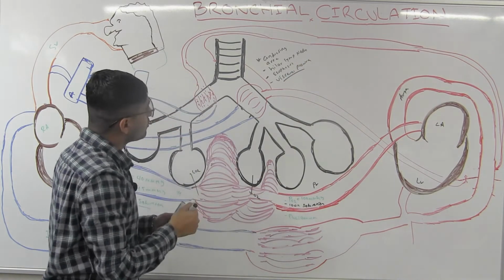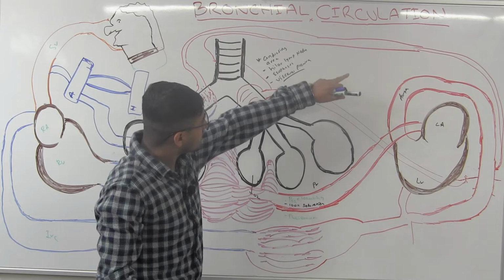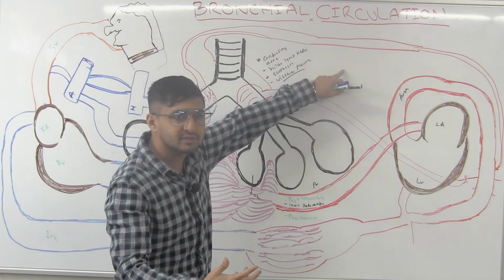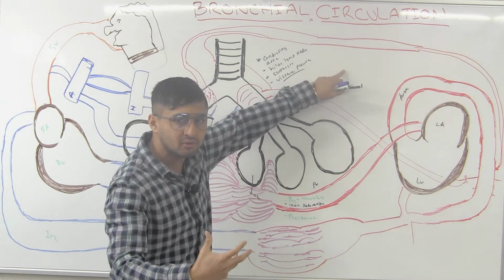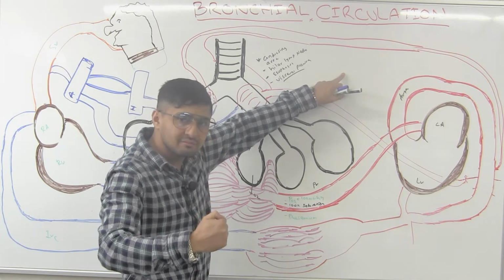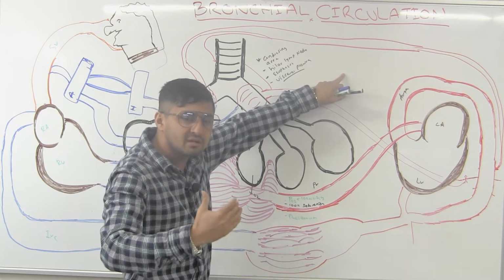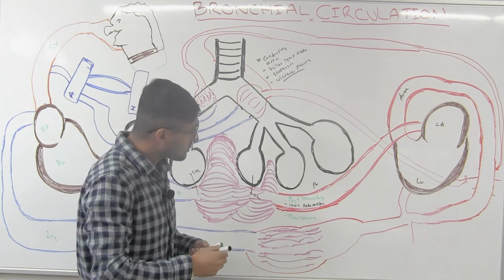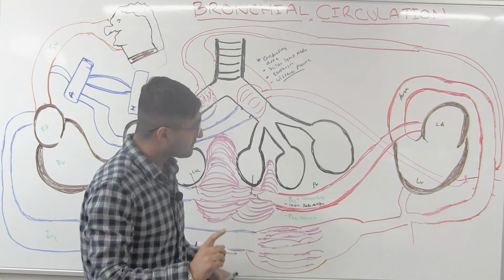it's also going to supply, obviously, the visceral pleura of your lungs. So the bronchial artery is part of systemic circulation. The reason why it is systemic is because the bronchial arteries are coming from your aorta. Actually, it is coming from your aorta.